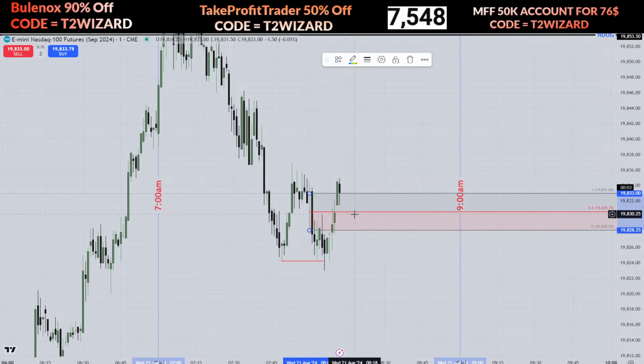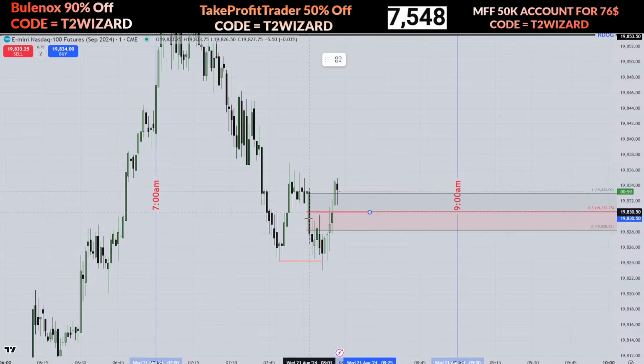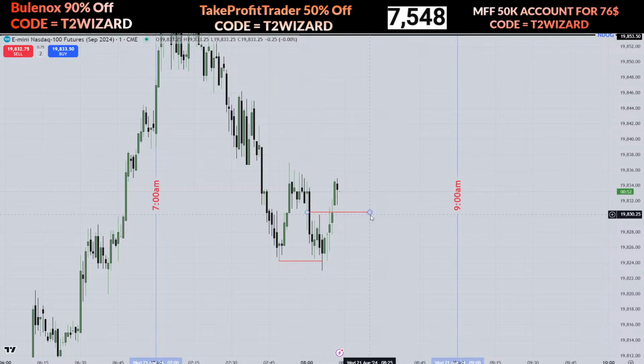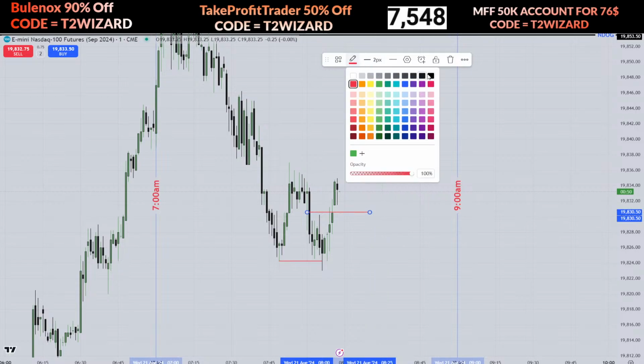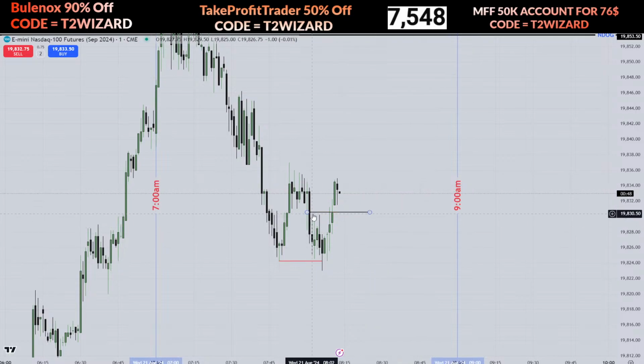Let me keep this line and let me see if it can make this an inversion consequent encroachment, the 50% consequent encroachment. Can it make it an inversion consequent encroachment or not? The 50% of that specific week.